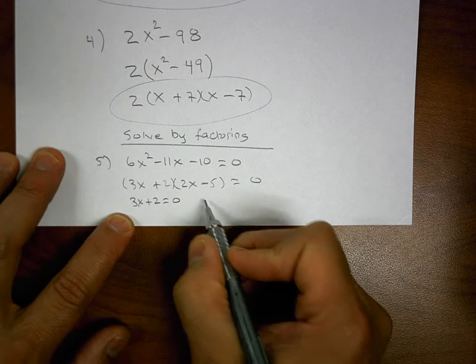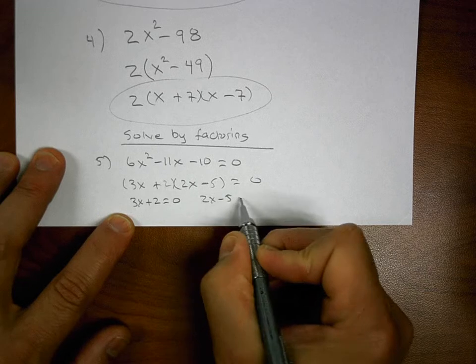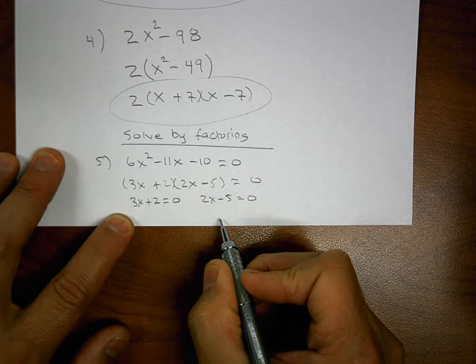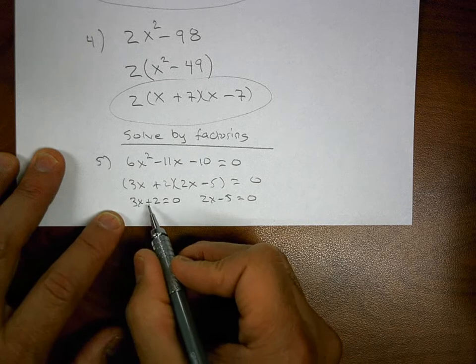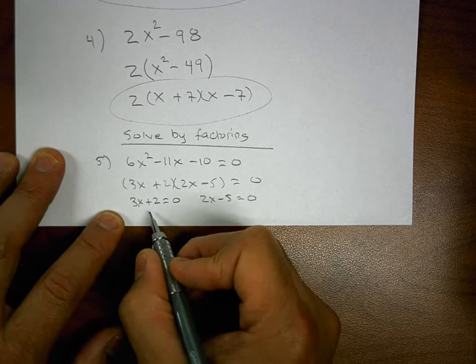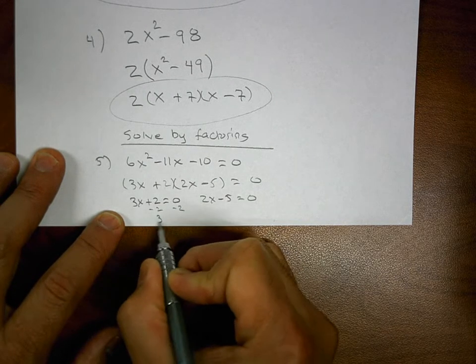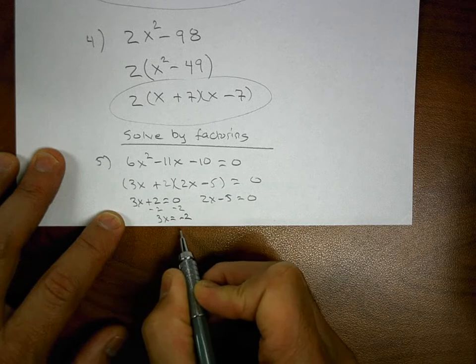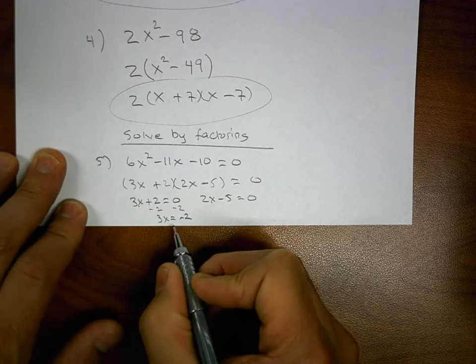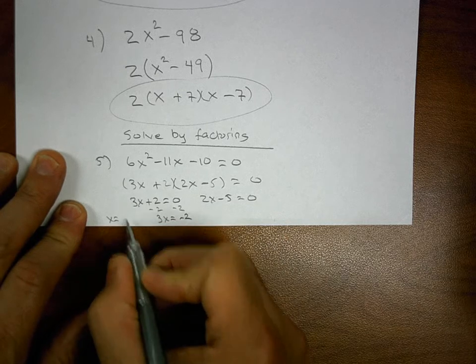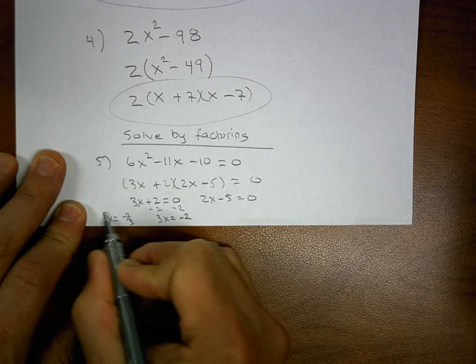Okay, and then we take this 2x minus 5. We force that equal to 0. And then we solve the little algebra. And that gives us our answers. So we subtract 2, minus 2, minus 2. 3x equals negative 2. I'm running out of space. But divide by 3, and so x equals negative 2 over 3, negative 2/3.